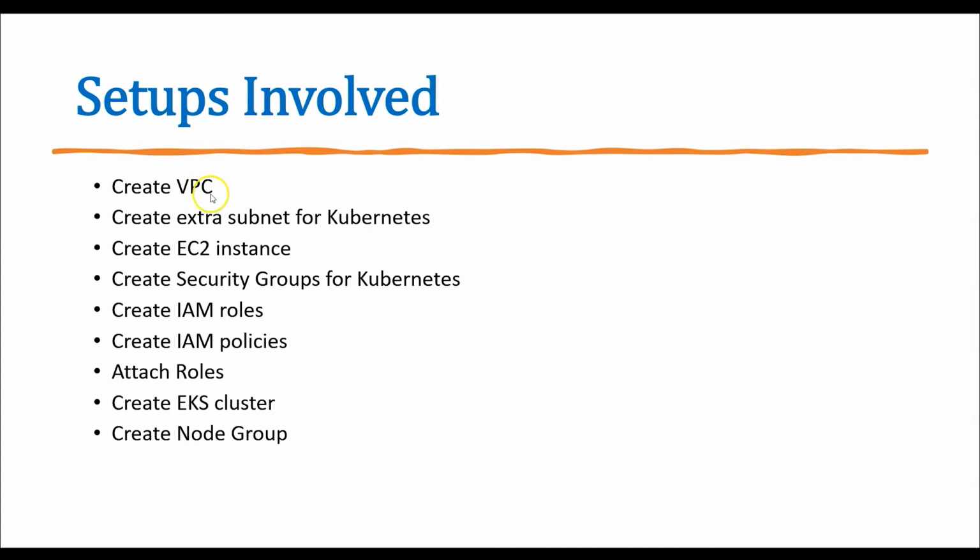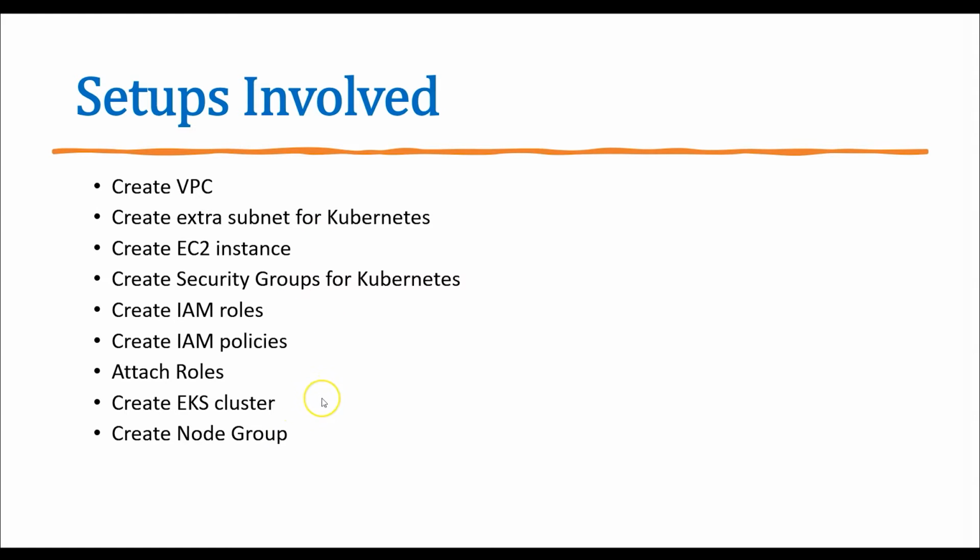So far, we have created only one subnet. We are going to add one more subnet. Next, create an EC2 instance, which we have already created. Next, create a security group for Kubernetes. This we are going to do. And to set up the Kubernetes cluster, we need to create all these things: IAM role, IAM policies, attach roles, then create the EKS cluster and node group. Once this is done, I can say that our Kubernetes cluster is ready. Then we'll try to access our cluster.